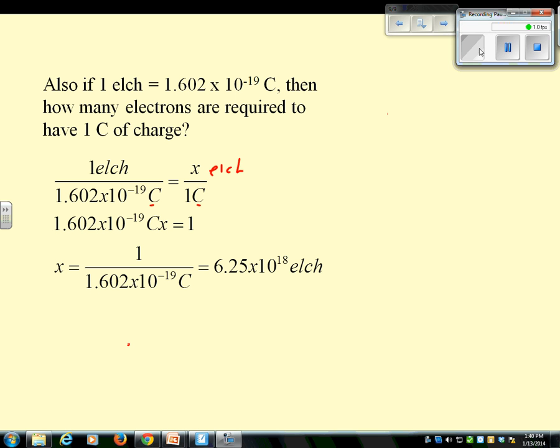We would call 6.25 times 10 to the 18 the inverse of this number here. This is where Millikan got in trouble by changing the numbers? Yes, it would require a whole lot of electrons to make 1 coulomb of charge. How come? Because one electron doesn't have very much charge on it. They're very tiny.